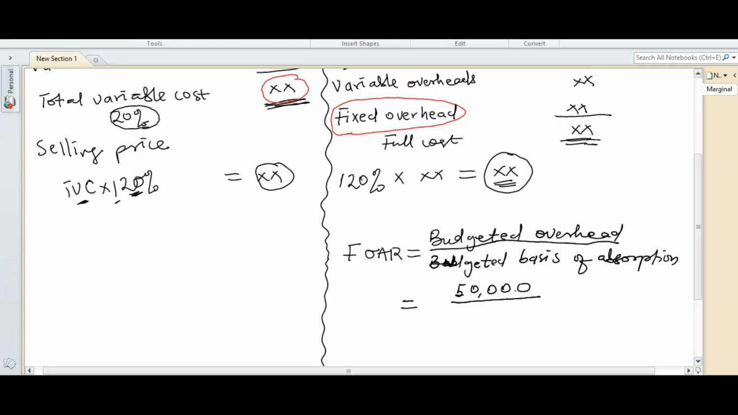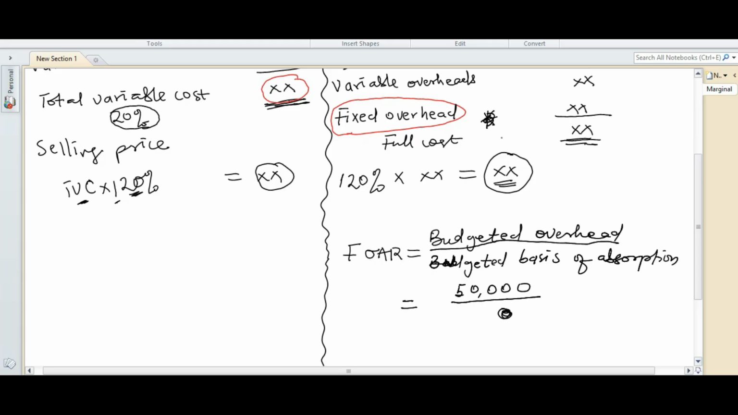So the question can tell you to use production units. So if production is 10,000 units, then you divide by 10,000. The question can tell you to use labor hours, so you must get the total labor hours and use it to divide. The question can also tell you to use machine hours. So whatever the question tells you, that is what you must use. So that's what we are going to use to determine the fixed production overhead.